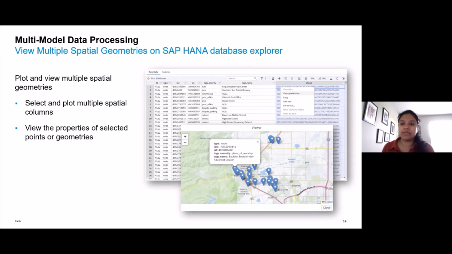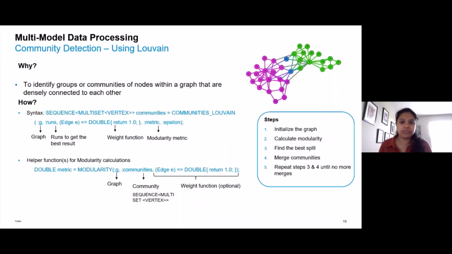So with this exciting feature, I will now move on to the graph section. And I will now introduce you to the Louvain algorithm, a powerful community detection algorithm available now with SAP HANA Cloud in the QRC2 release.